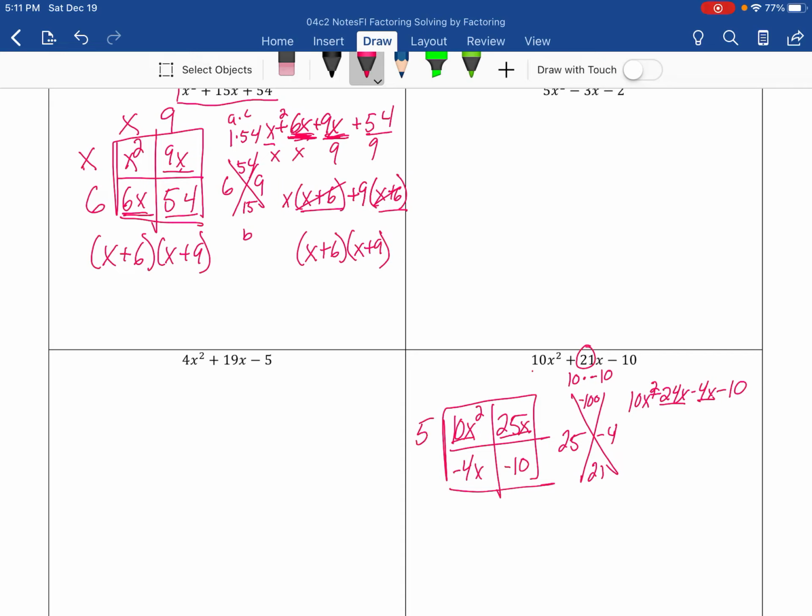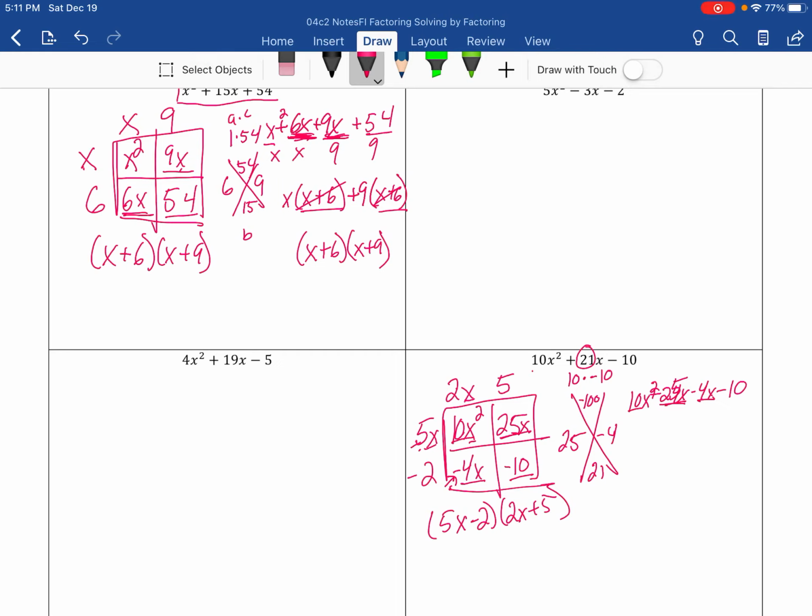My greatest common factor here is going to be x. My greatest common factor here, because this is negative, I always factor out a negative. That's going to be a negative 2. 5 times 2x, 5 times 2 is 10, x times x is x squared. 5 times what is 25, 5, and I don't need my x there. And so my factored form is going to be 5x minus 2 times 2x plus 5.